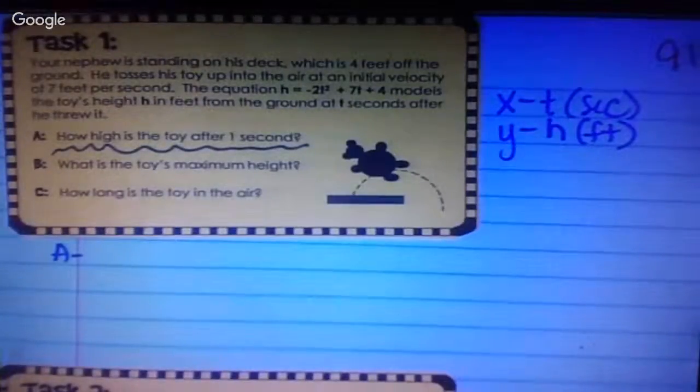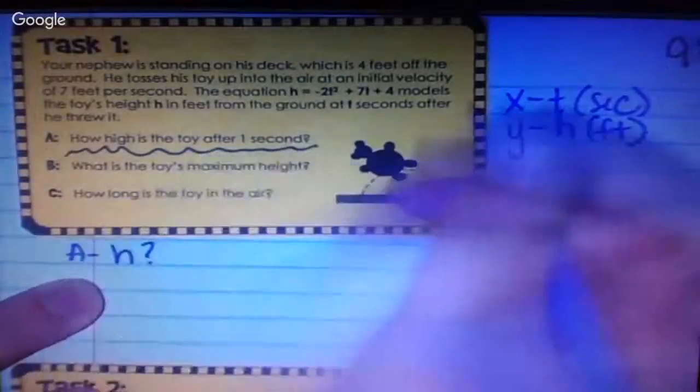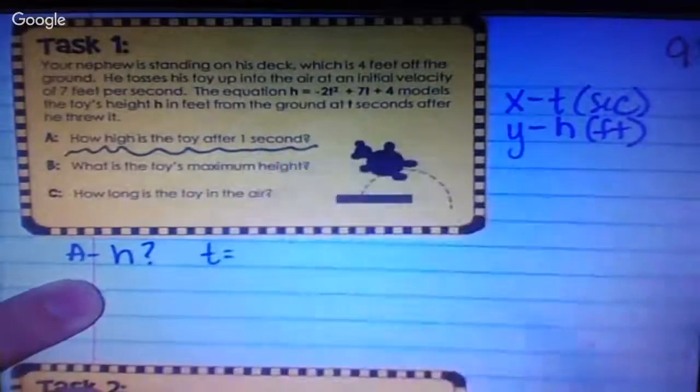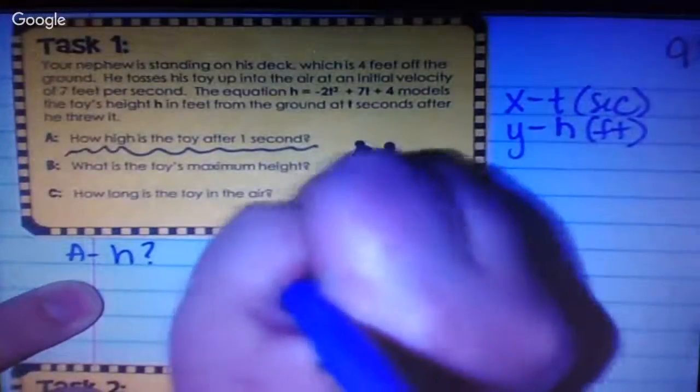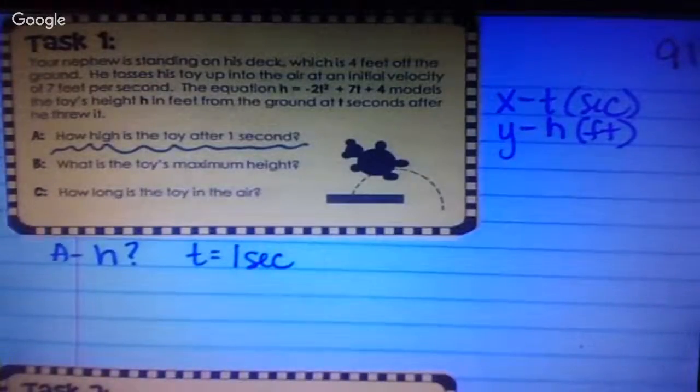Okay, I need to find the t. I need to find the time. I need to find the h. It says how high. So I'm trying to find my h. I'm trying to find my h when my t is what? 1 second. Okay, so I'm trying to find my height when I know that my t is 1 second. We're actually going to solve all these here in a minute. Okay. B.